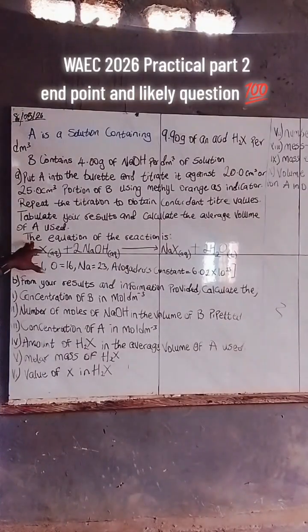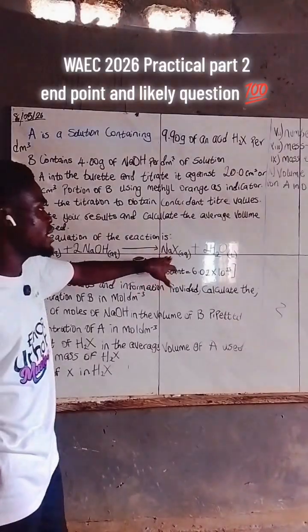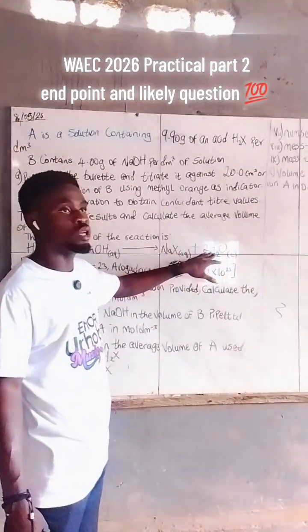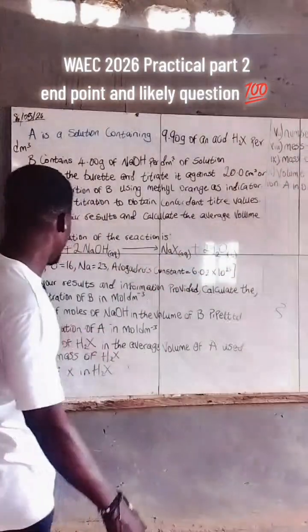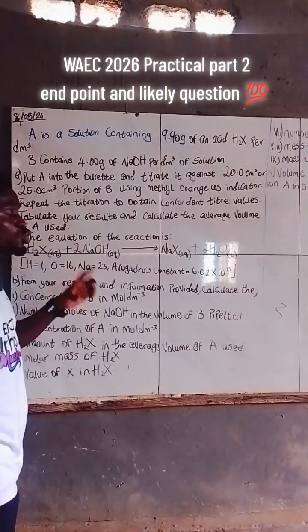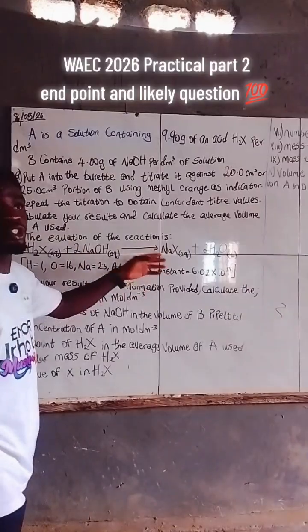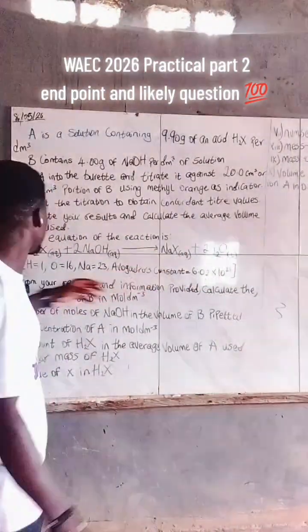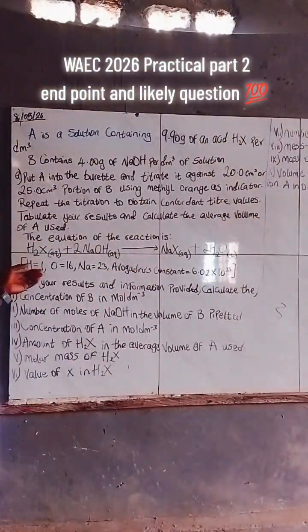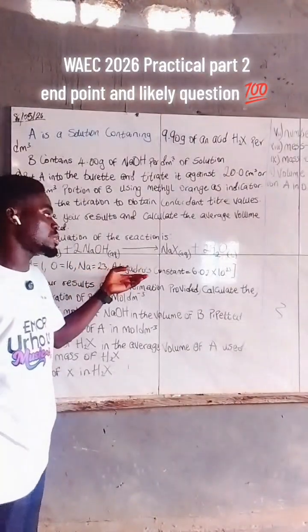Now, the equation of the reaction is H2X plus 2NaOH gives Na2X plus 2H2O. Normally, this is called a neutralization reaction, between an acid and a base to form salt and water. Where H is 1, oxygen is 16, Na is 23. Avogadro's constant is 6.02 times 10 to the power 23.